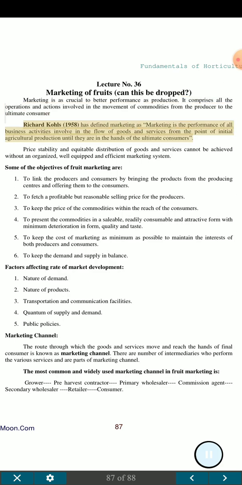Richard Kohls, 1958, has defined marketing as the performance of all business activities involved in the flow of goods and services from the point of initial agricultural production until they are in the hands of the ultimate consumers. Price stability and equitable distribution of goods and services cannot be achieved without an organized, well-equipped and efficient marketing system.